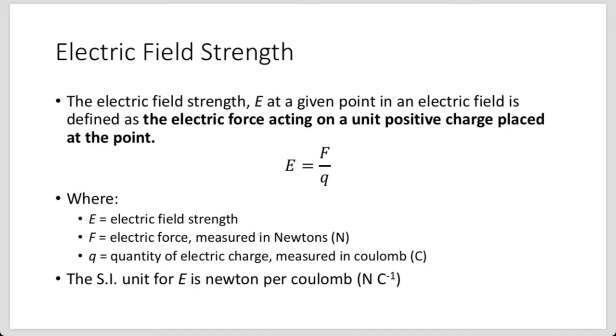Okay, so E is electric field strength, or the strength of the electric field. F is the electric force measured in newtons. So how hard is it pushing? Is it 1 newton, 2 newtons, 100 newtons, or 0.000 newtons? Q is the quantity of electric charge, or how much electric charge it is. So the SI unit for E is newton per coulomb. For every coulomb, how many newtons is it pushing?